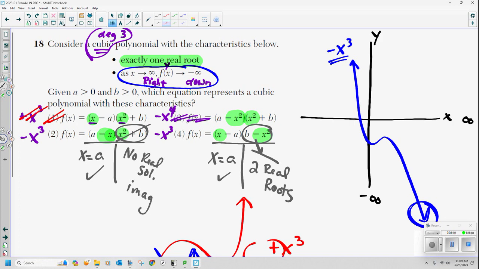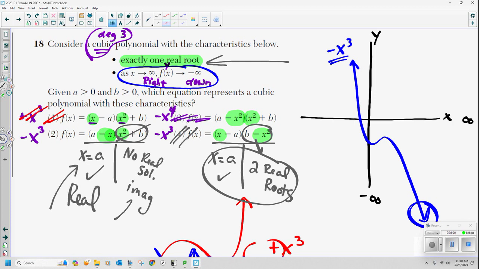So I'm going to have 3 answers here. I only want 1 real answer. Here's my 1 real. The rest don't work because they're imaginary. It is choice 2. There was a lot to comprehend with that problem. That's why I said this is a tricky, tough one. All right? But now you know.